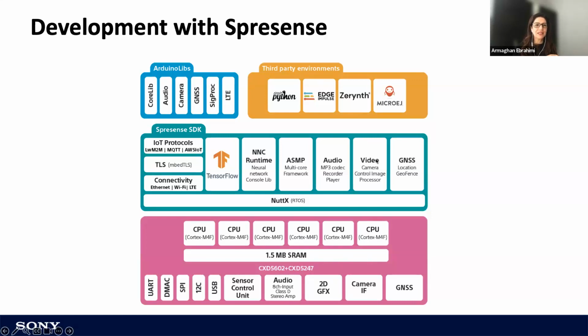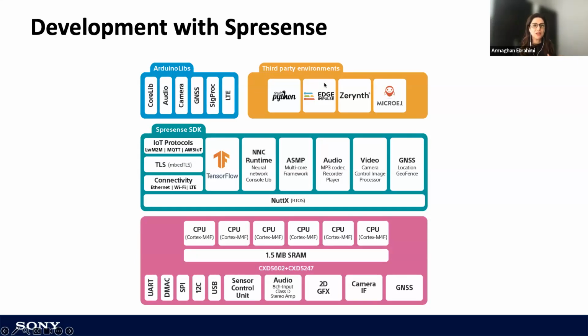And then the next level, the OS on top of this, is NuttX. NuttX supports our GNSS, video, and others. Also, we have support for TensorFlow at this level. So you can write your programs using this level, or you can go one level up, if you want to use Arduino. These are the libraries that we support, like LTE, GNSS, and others. So we have Arduino also.